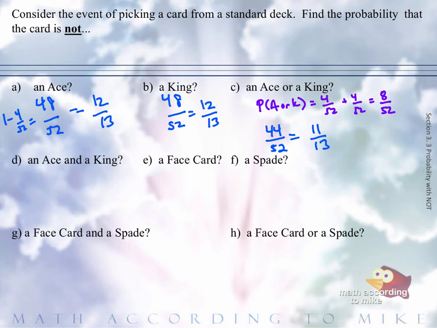So notice what we did there. We found what was there and then subtracted it from 1. So this again is basically 1 minus 8/52.